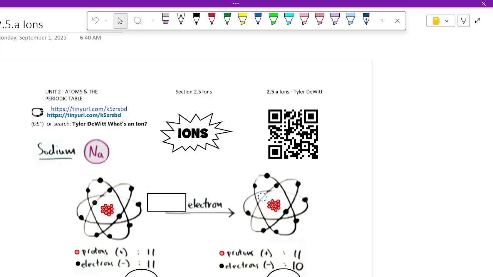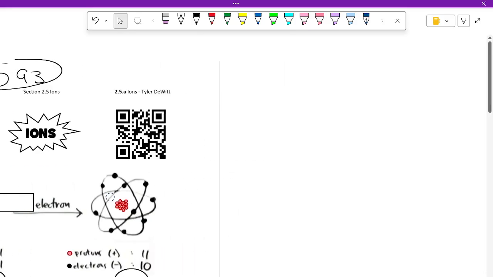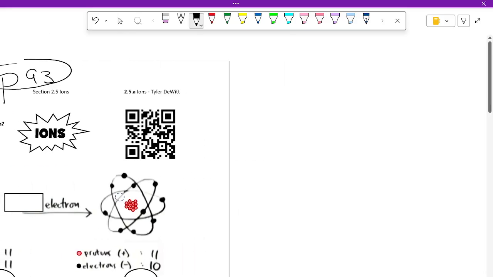And today we're learning about another word that starts with the letter I. Ions, yes. What's the other word that we know that starts with the letter I in this unit? Isotopes. And just to remind ourselves, what are isotopes?